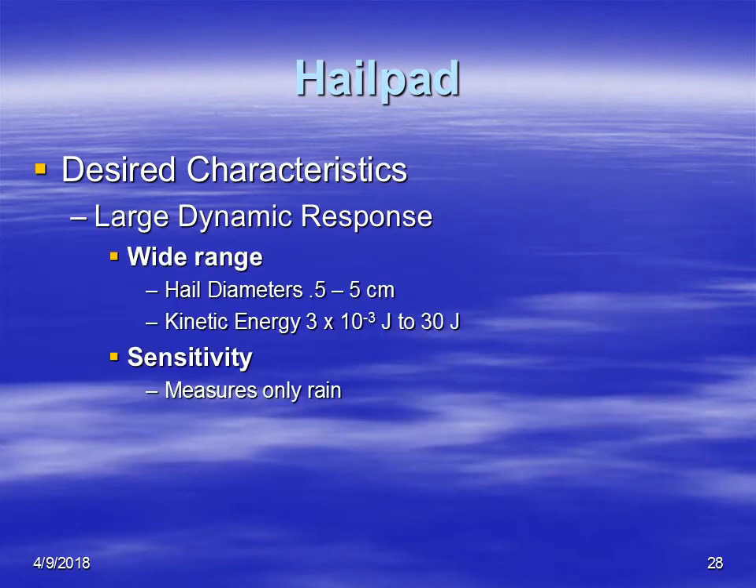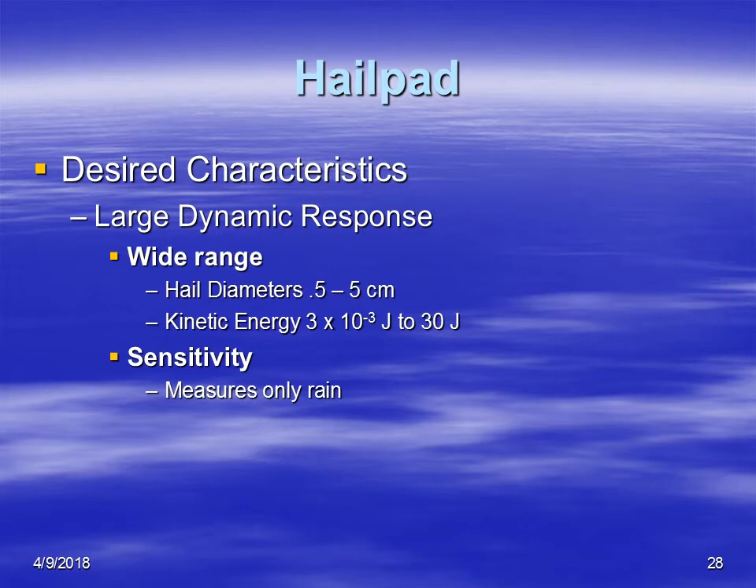You need something that has a large dynamic response. What that means is that it'll measure small hailstones and big hailstones. Small hailstones don't have a lot of mass to them, or kinetic energy for that matter. Big hailstones do. As a matter of fact, they can put a hole through a roof. So you need something that can respond to the smallest and the largest types of hail.